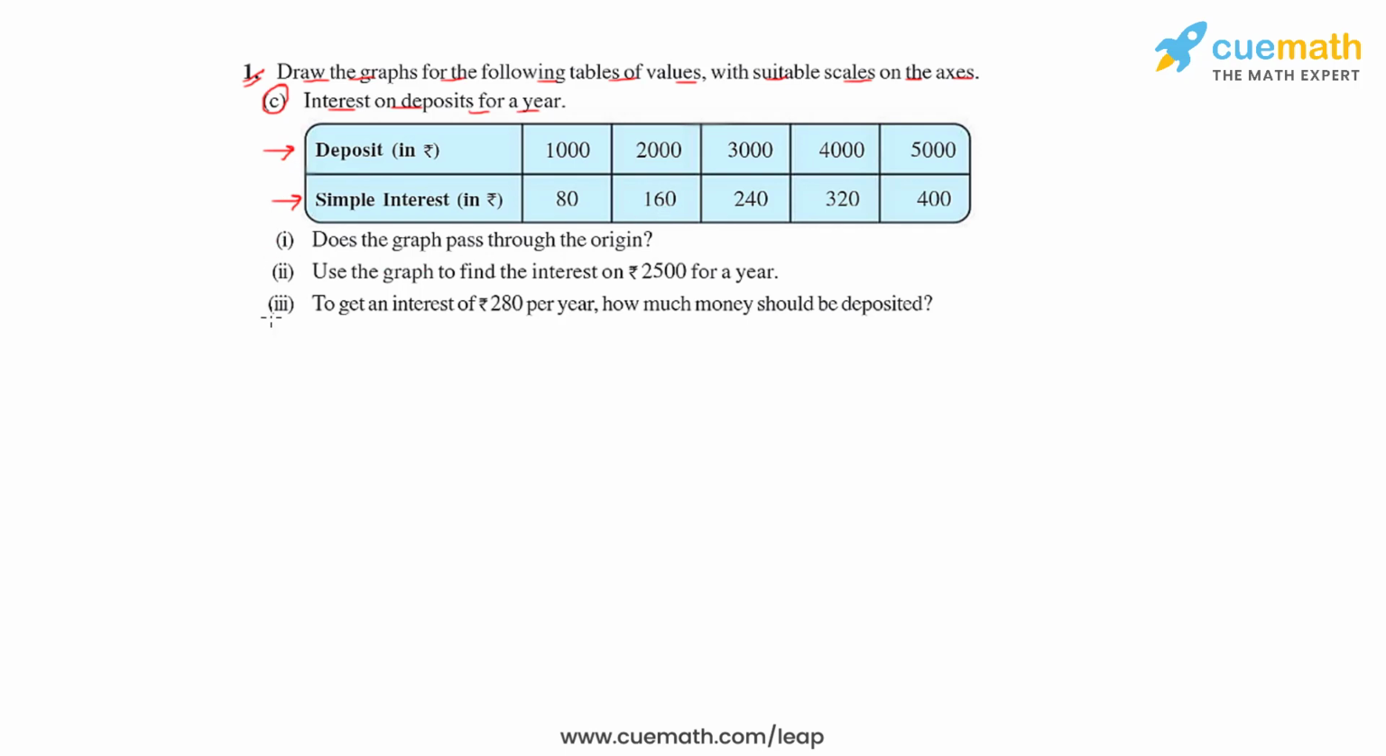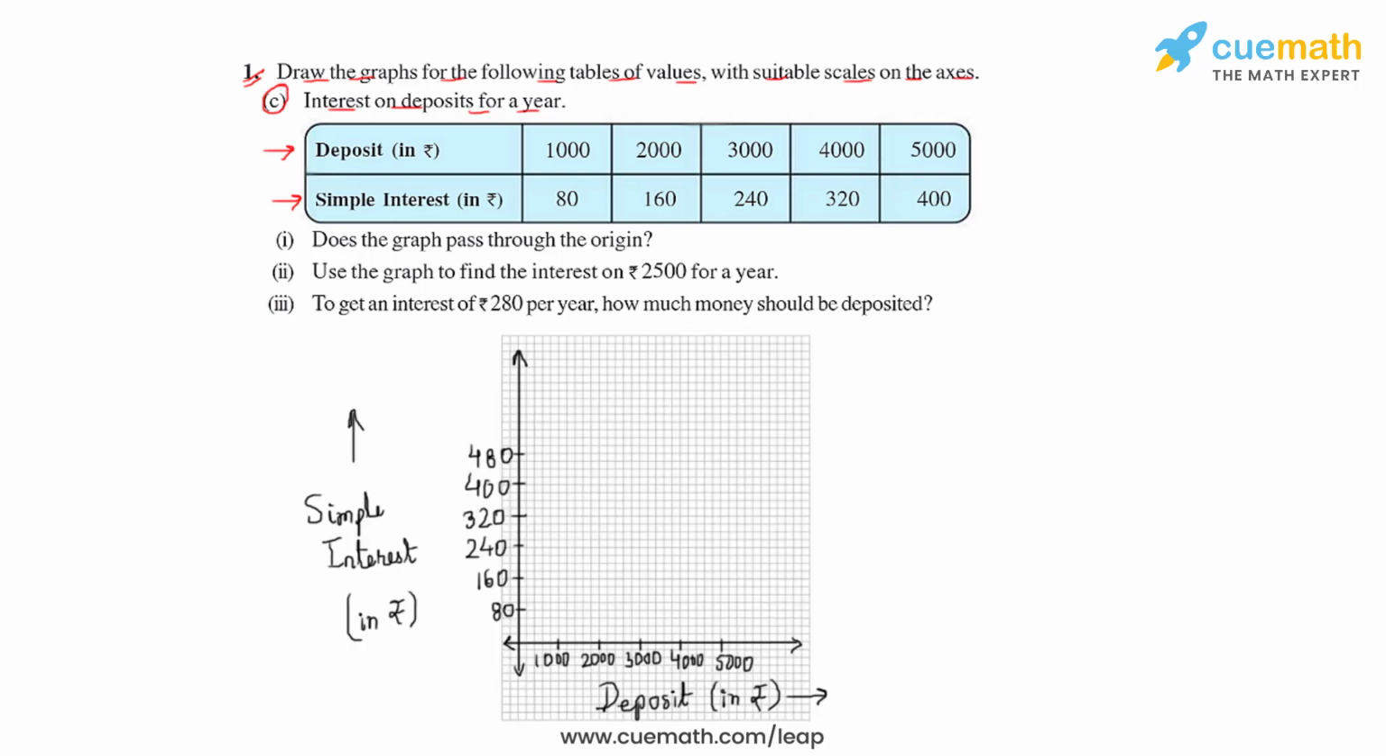And then it is followed by the questions which we can answer after we have got the graph on this sheet, where we see that we have already taken the x-axis as the deposit in rupees and the y-axis as the simple interest in rupees. And if we just plot these points, we'll get this line graph.